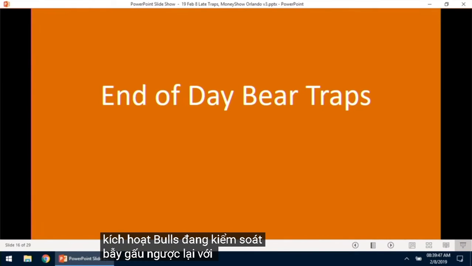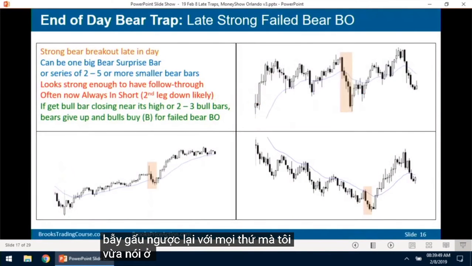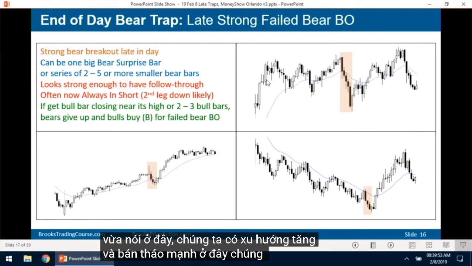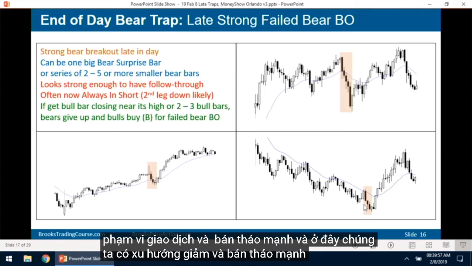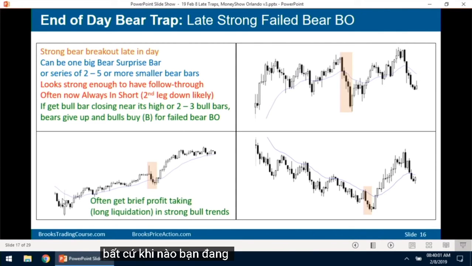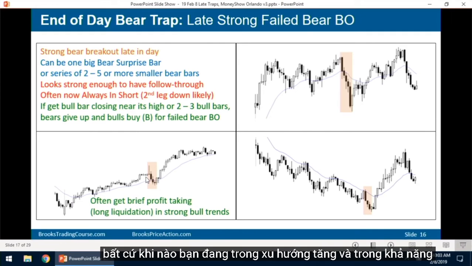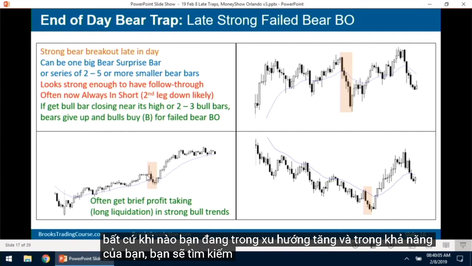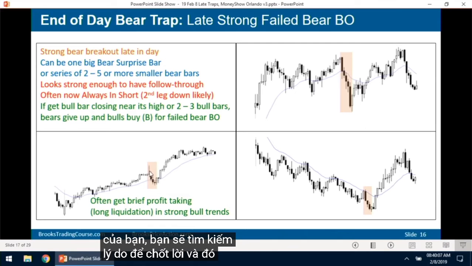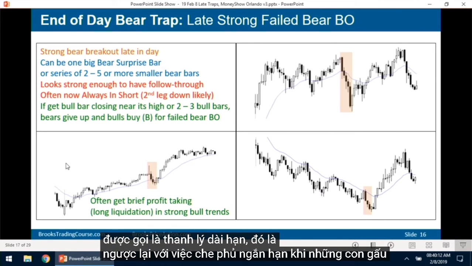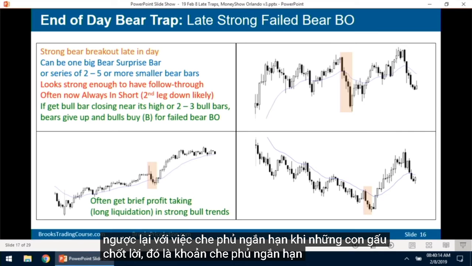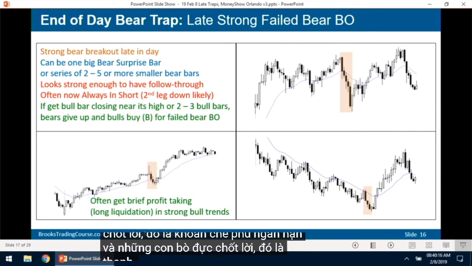Bear traps, the opposite of everything that I just said. Here we have a bull trend and a strong sell-off. Here we have a trading range and a strong sell-off. And here we have a bear trend and a strong sell-off. Anytime you're in a bull trend and you're a bull, you're going to be looking for reasons to take profits. And that's called long liquidation. It's the opposite of short covering. When bears take profits, it's short covering. When bulls take profits, it's long liquidation.